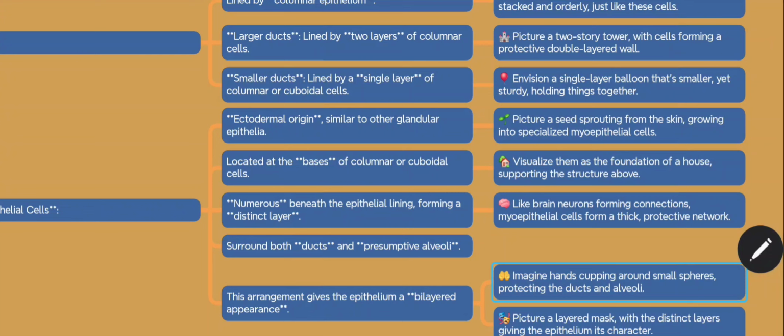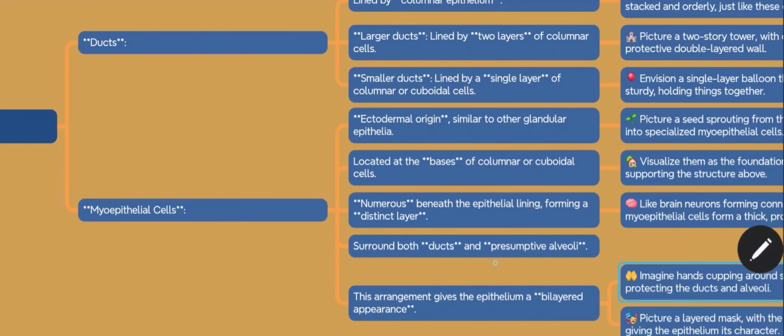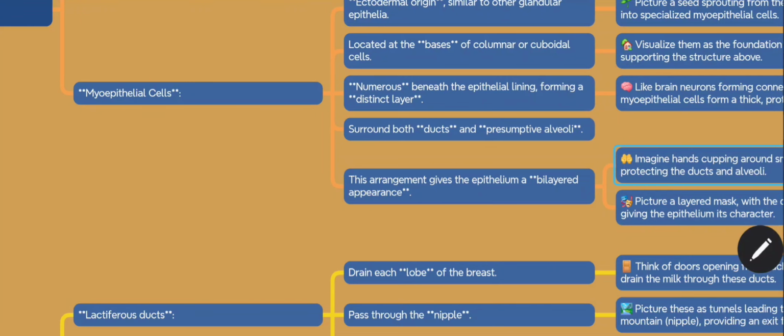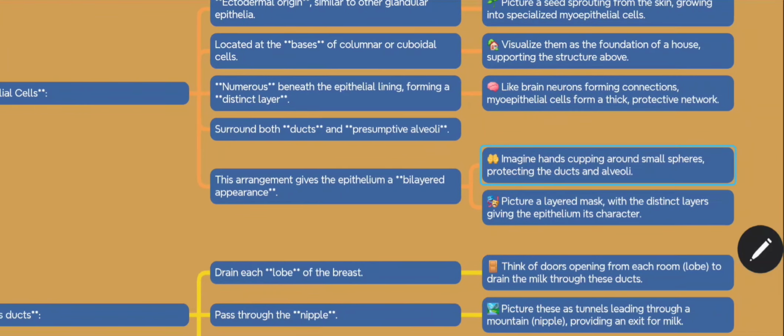Now these myoepithelial cells surround both the ducts and the presumptive alveoli. This gives the epithelium a bilayered appearance. Say it with me: it gives the epithelium a bilayered appearance. So you can use what I have added to remember it. For others, if you're not familiar with that, you can just study this part. That would be enough.